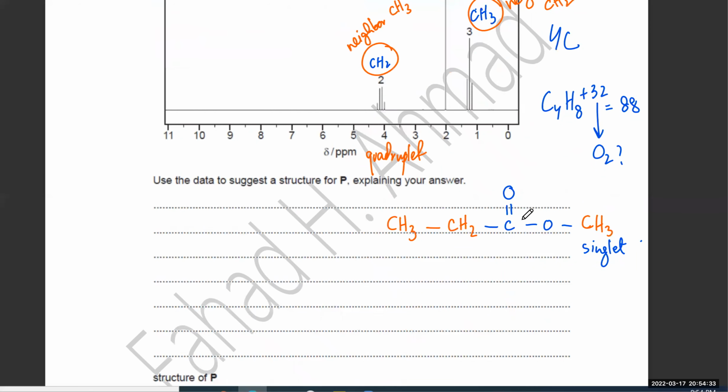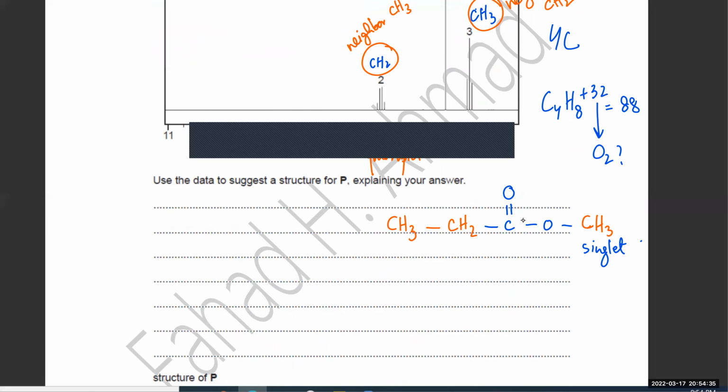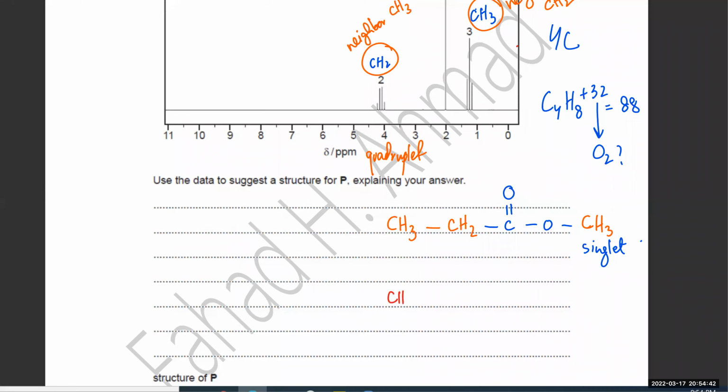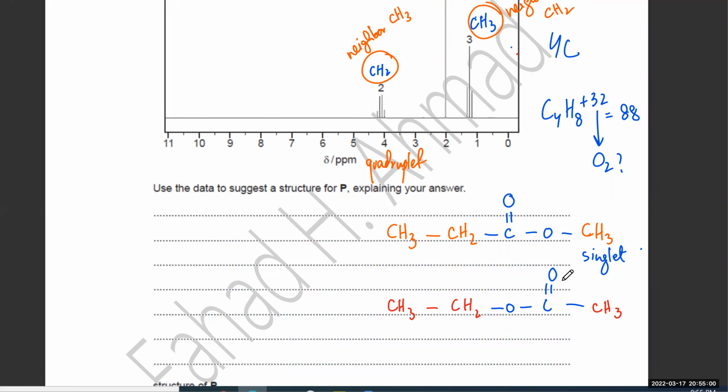But there are two arrangements for this. The other possible arrangement is CH3, CH2, with the CH3 far away because it's a singlet. And the ester could be the other way around: it could be O and C double bond O. So is that clear that you can have two possible arrangements, right?